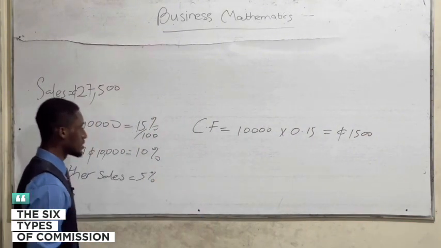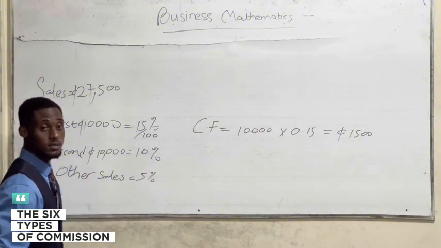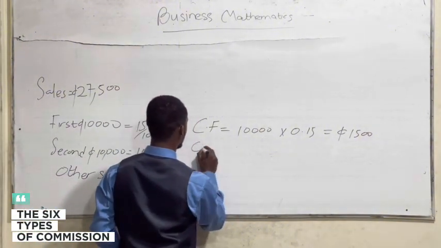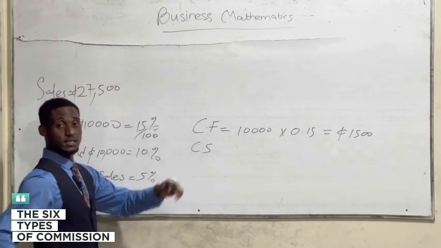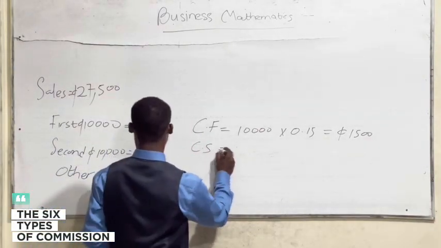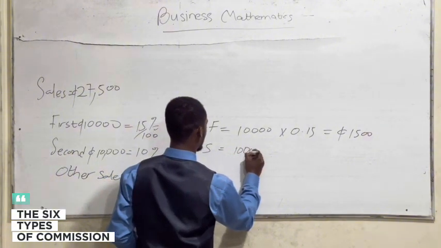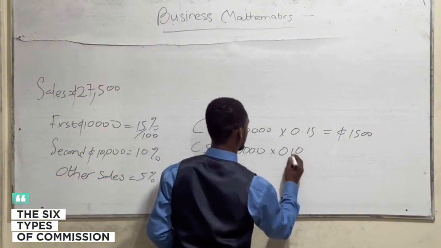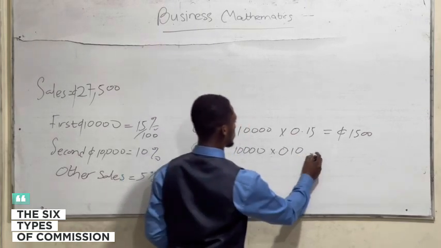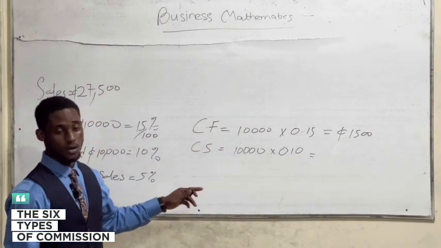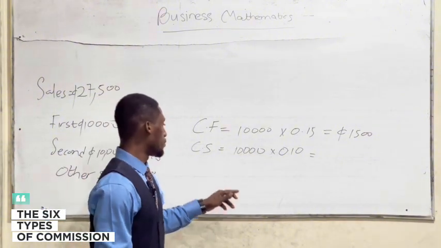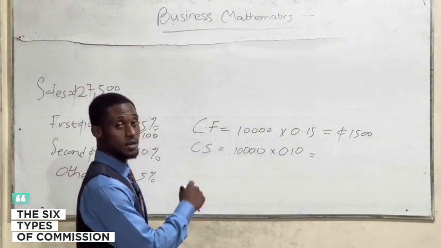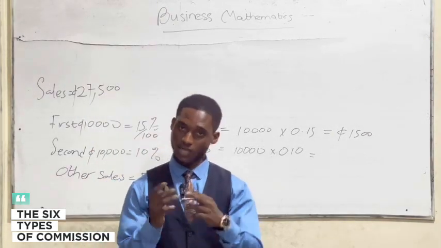And now you calculate for the second sales made. For second sales, which is CS, you multiply 10,000 by 10, which has been transferred from percentage to decimals, 0.10, getting 1,000 cedis.